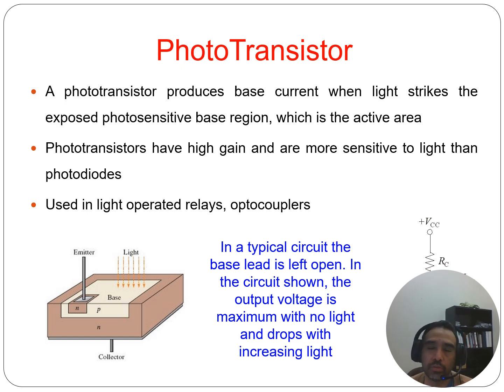Don't quote me on this, but night vision goggles probably use some type of phototransistor to amplify any kind of light that's in the area to light up the display, so you can see in the lowest light conditions. Again, I'm just speculating on that one. You can use them in devices like light-operated relays or optocouplers.